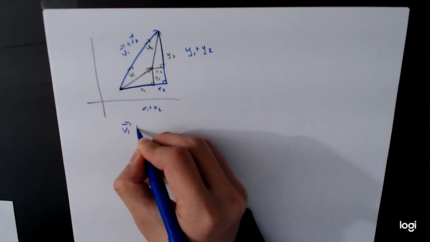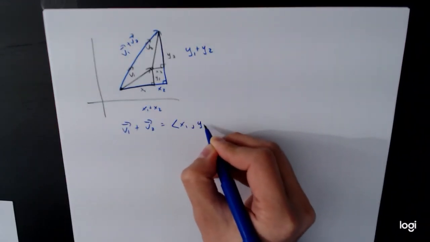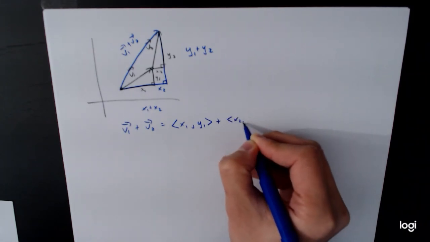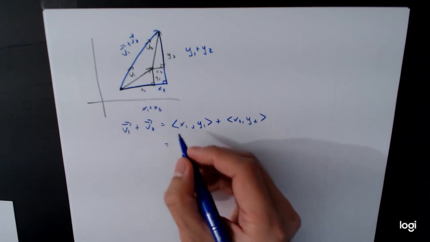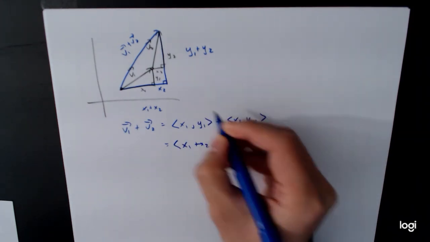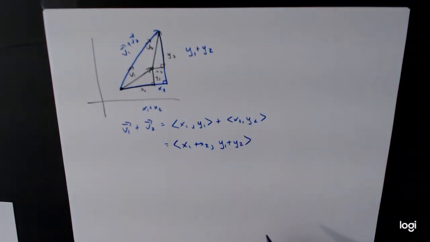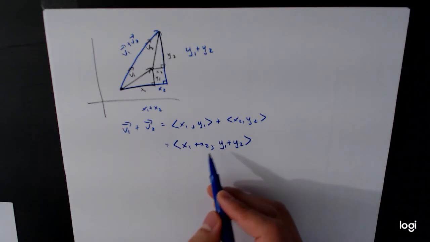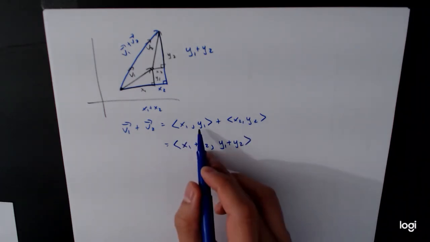So v1 plus v2, that's x1, y1 plus x2, y2. The result that we get is x1 plus x2 in the horizontal direction, and then y1 plus y2 in the vertical direction. And so when we add vectors in component form, we say we add them component-wise, meaning that we add the x part to the x part and the y part to the y part.